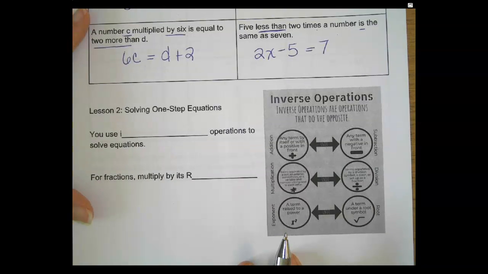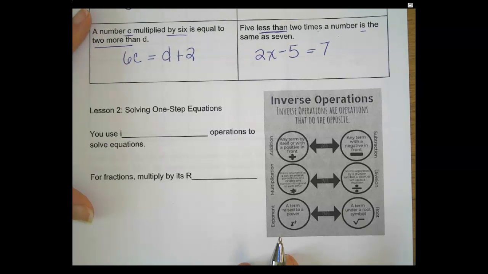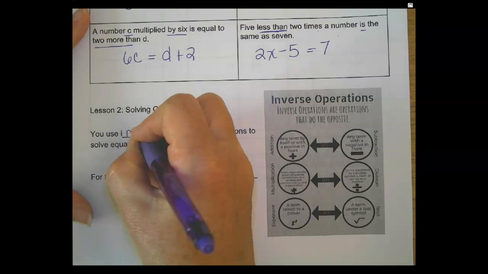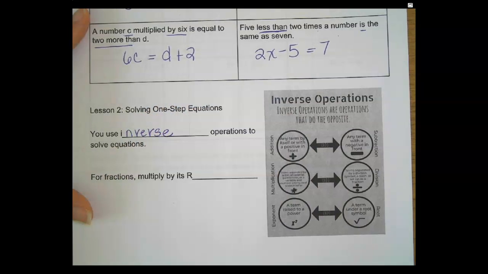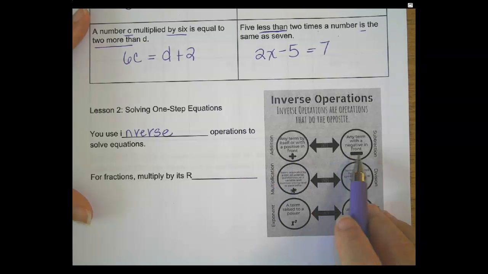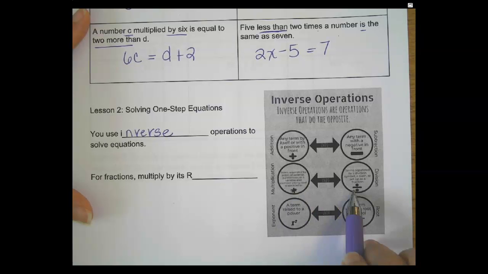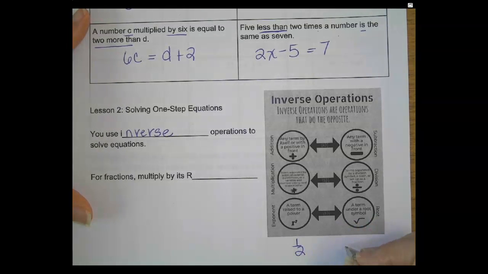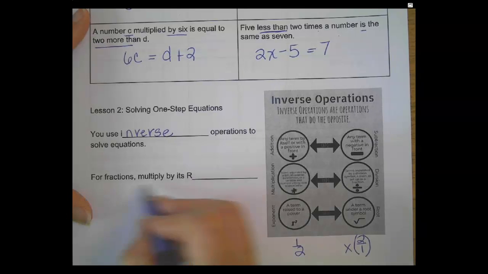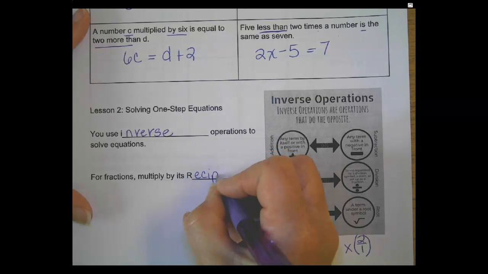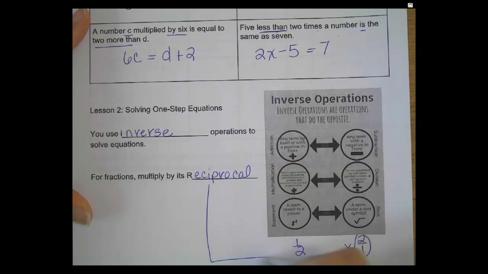All right, so the next one is solving these. We're going to start with basic one-step equations and knowing your inverse operations. The inverse of adding is subtracting. The inverse of subtracting is adding. The inverse of multiplication is division. The inverse of division is multiplication. And the inverse of something squared is its square root. And I'm going to add to the bottom here that the inverse of a fraction is to multiply by its reciprocal. So for fractions, multiply by its reciprocal. And that is down here.